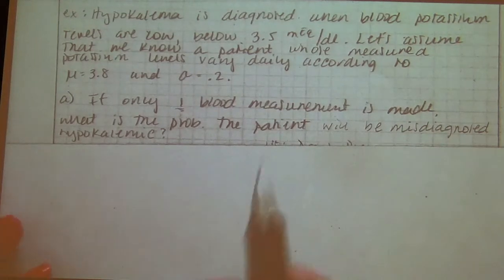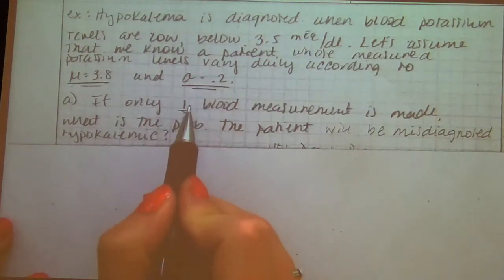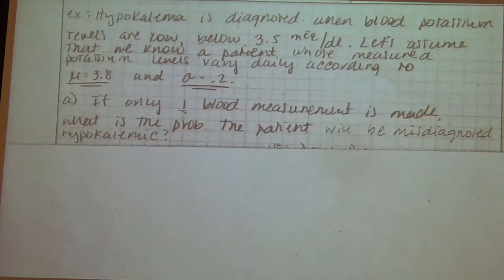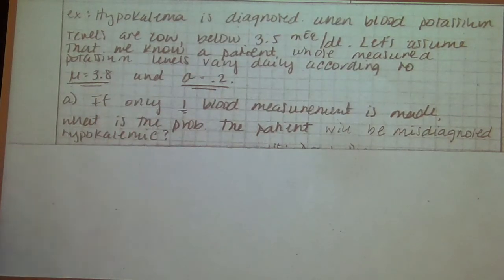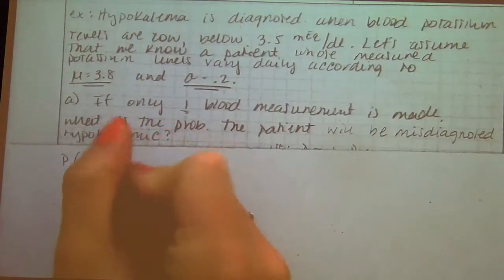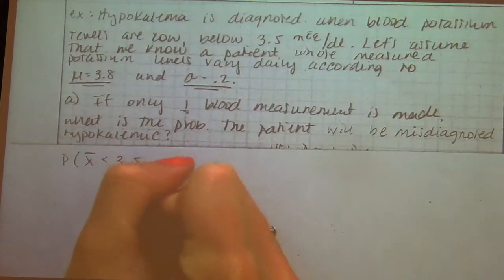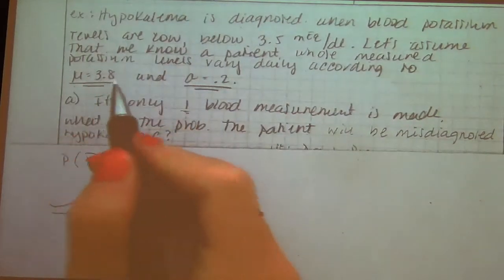So with this, we have the population mean and population standard deviation, and we're making predictions about this one patient, so we're trying to make a prediction about the sample mean. This time we're just taking one sample of her blood and finding the levels for it. She'll be misdiagnosed as hypokalemic if the levels are below 3.5 mEq per deciliter. So we're looking for the probability that x bar is less than 3.5. I'm going to draw a little picture here. We know the mean of the level in her blood is 3.8.